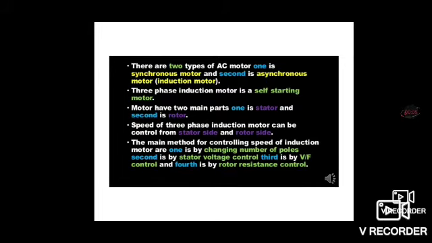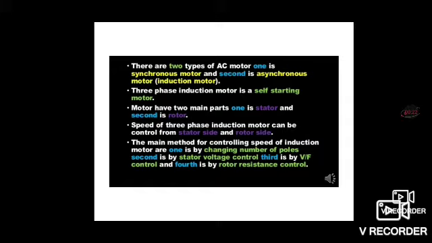In this class we are going to discuss speed control of three-phase induction motor. There are two types of AC motor. One is synchronous motor and second is asynchronous motor, that is induction motor. Three-phase induction motor is a self-starting motor. Motor has two main parts, one is stator and second is rotor. Speed of three-phase induction motor can be controlled from stator side and rotor side.